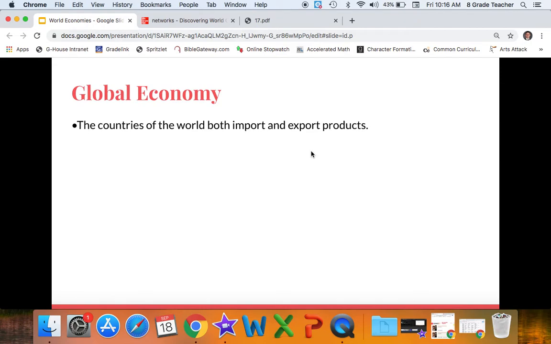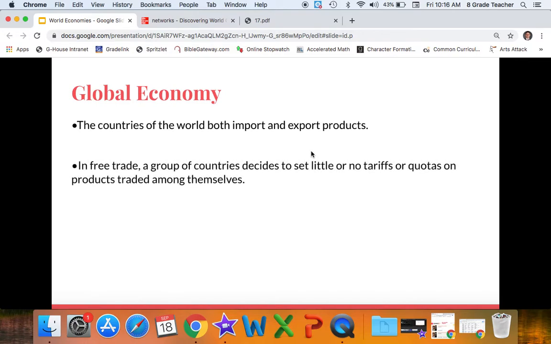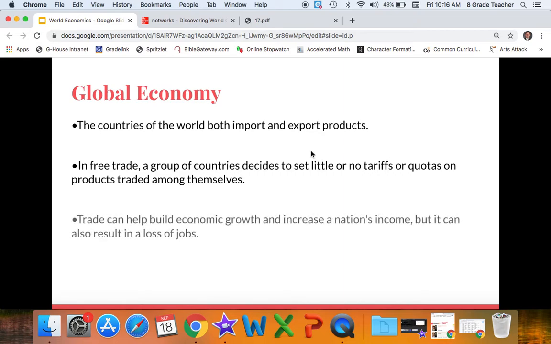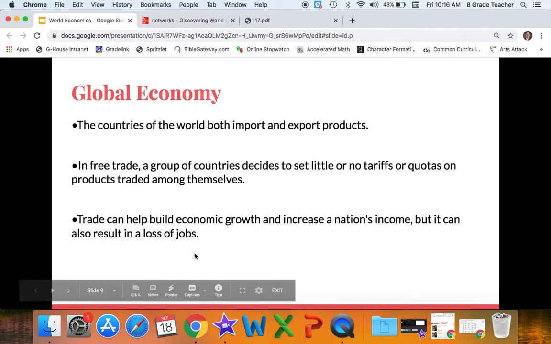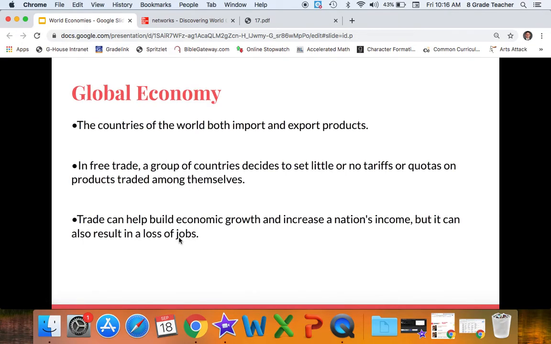In the global economy, countries of the world both import and export products. In free trade, a group of countries decides to set little or no tariffs, no taxes or quotas on products traded among themselves. Trade can help build economic growth and increase a nation's income, but it can also result in a loss of jobs. How does it result in a loss of jobs? Well, if I'm relying on a different country to make something and then just send those goods to my country, if somebody in my country has that job, I just remove that job from them because I'm not letting them do that job. I'm just buying the good from somewhere else.